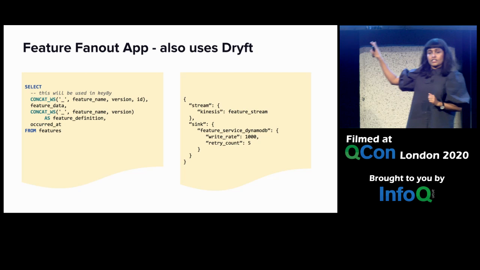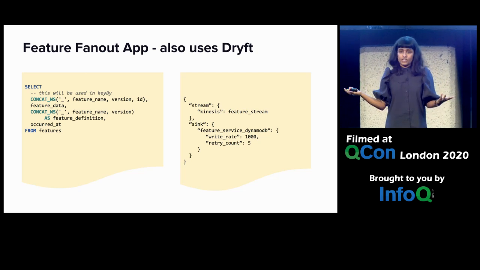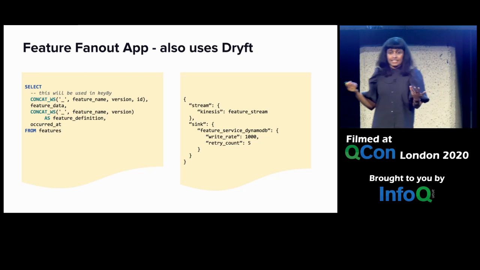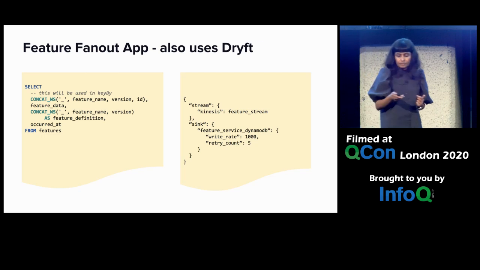And any kind of transformation can also be expressed in terms of SQL. So even though these feature fan-out jobs are stateless, we can still use SQL for that.